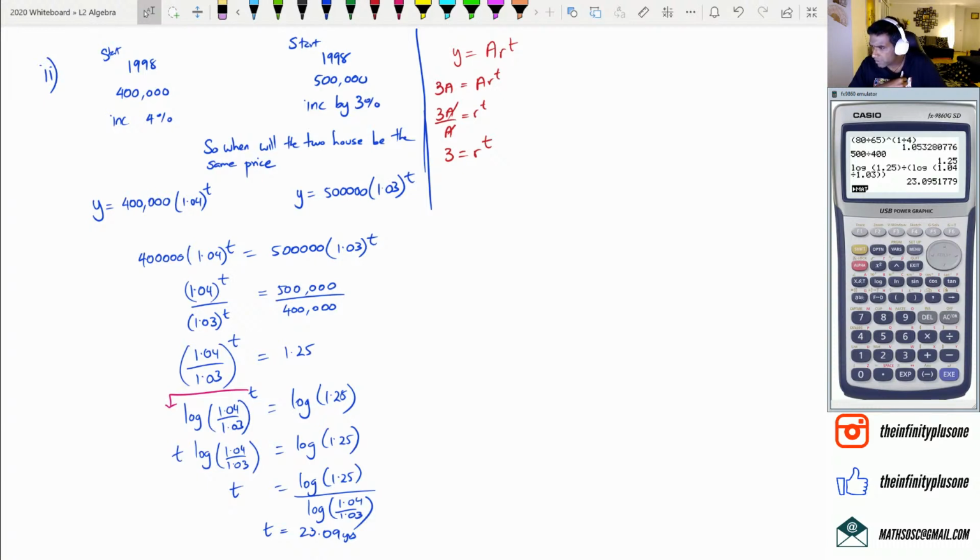Were you able to put log into your calculator because it didn't have any base numbers? Yeah, if it has base numbers, it's slightly different.